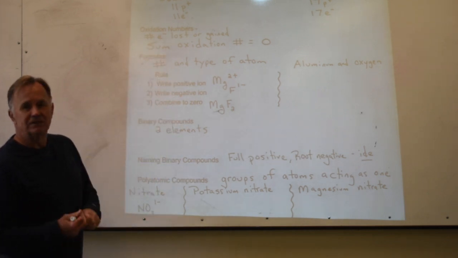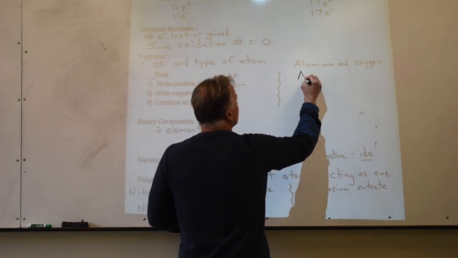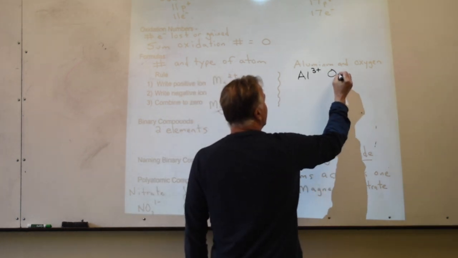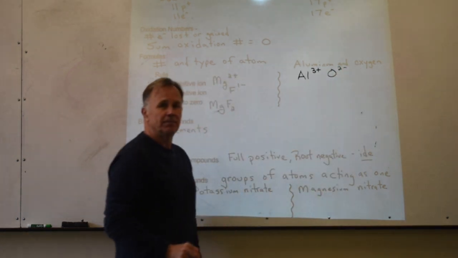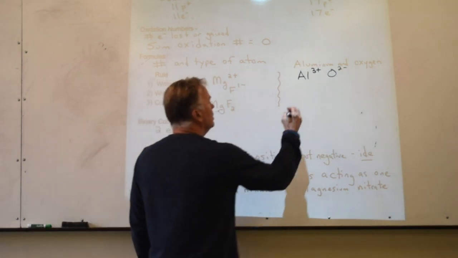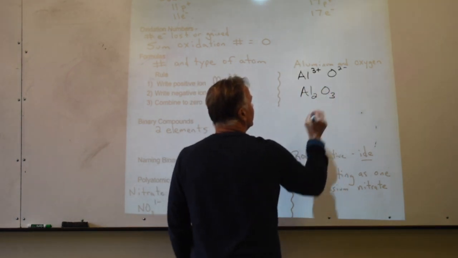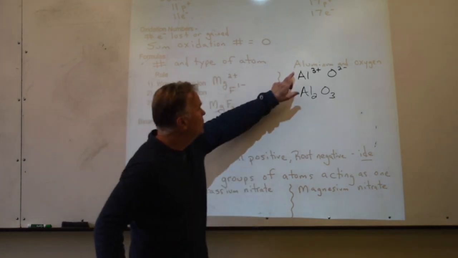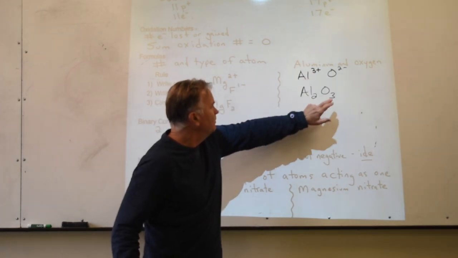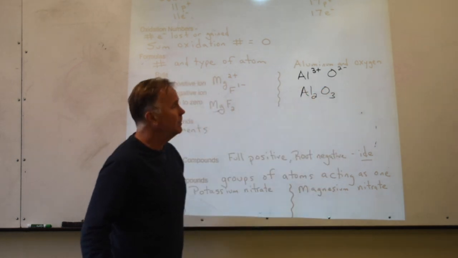Another example, say aluminum and oxygen. If you look up aluminum, Al, it's a 3+. Oxygen is a 2-. When they combine, it has to equal 0, so you would need Al2O3. You have to think of a whole number that they both go into evenly, which is 6. So 2 times 3 is 6 positive, and 3 times -2 is -6. That would balance.